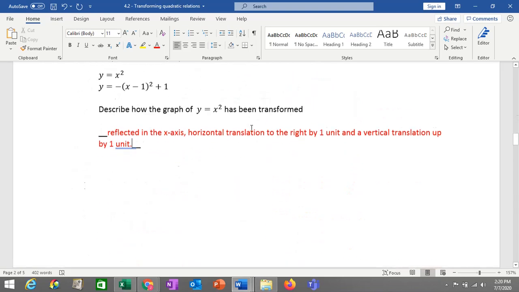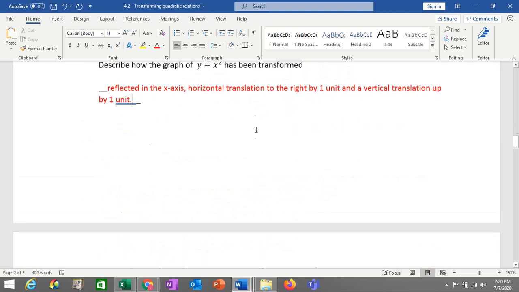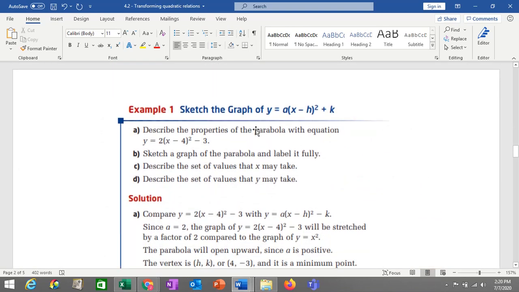So let's move on then. Hopefully you were able to follow along with all of that. So we're going to do some examples from your textbook here. All right, so first thing we're going to do is describe the properties of the parabola with the equation 2 times (x minus 4) squared minus 3. Sketch it, and state the values that x may take and what values y may take. So in other words, you might have heard the terms domain and range before. I don't know if you have, but what values of x are allowed in this equation and what values of y are allowed in this equation.